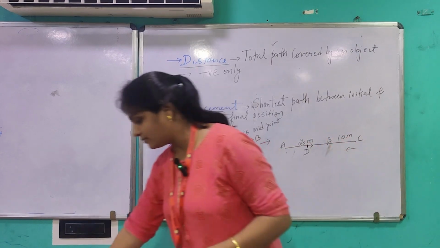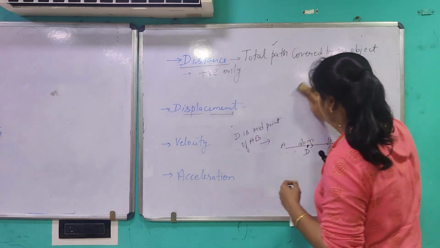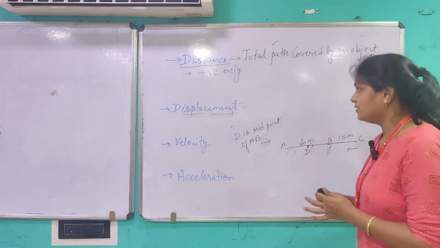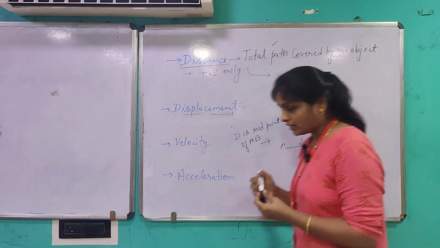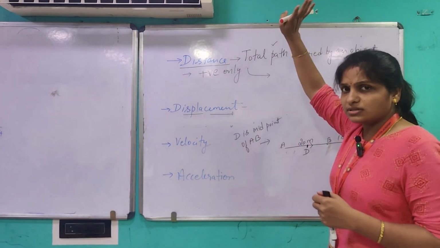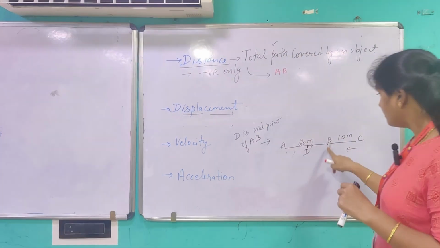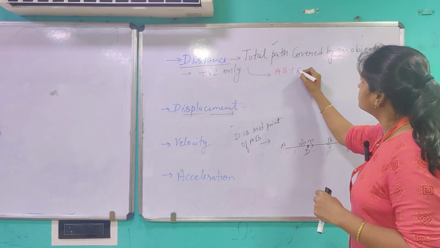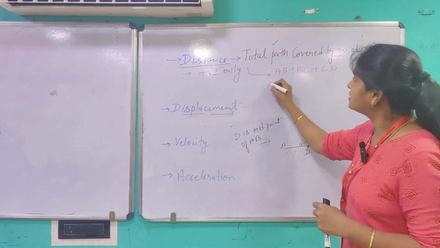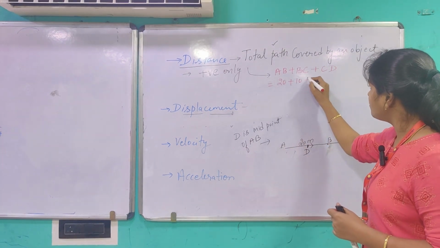Try for 10 seconds. Till that I will erase my board. Try. What is distance and displacement here? Initial position is A, final position is D. So first of all, I am finding out what is distance. What I told you, distance is the total path. Object went A to B, then B to C. After that C to D. So what will be the distance? Before me, you guys find out. First, AB is 20, BC is 10. What is CD?